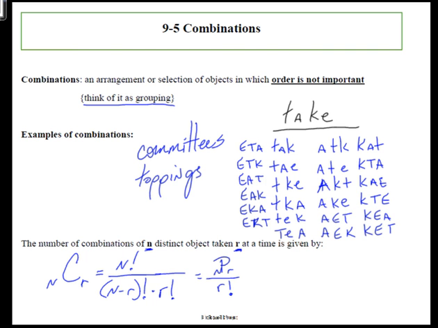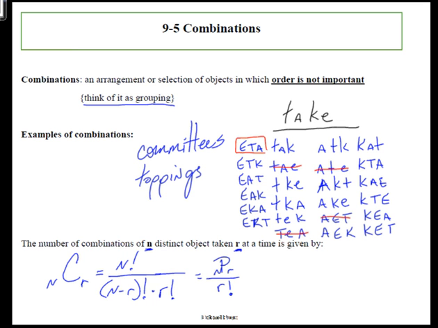This order was important, but now order is not important. Since order is not important, I got to go back and see. I got everything that has an ETA. I got ETA here. Anything else have an E, a T, and an A? Well, that one does. That one has an E, T, and A. That one does. Oh, wait a minute, that one does. Okay?